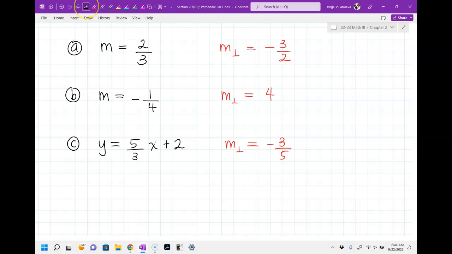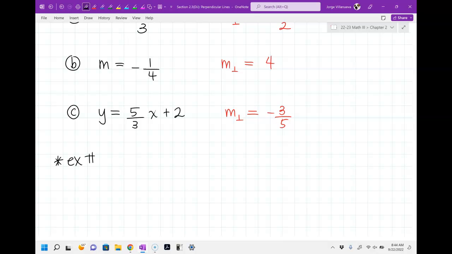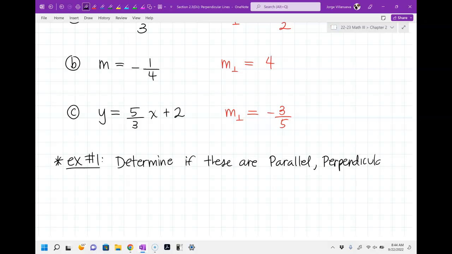So let's get into some of these homework problems for you guys. So example number 1. They're going to ask you to determine if these are parallel, perpendicular, or neither.